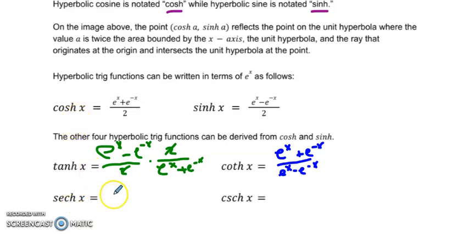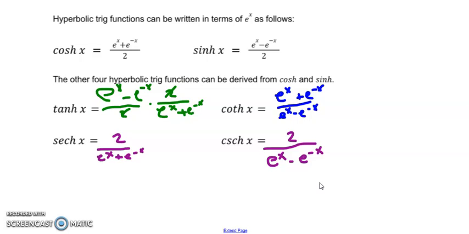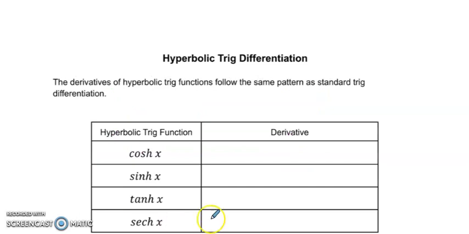To get hyperbolic secant and hyperbolic cosecant, we just take reciprocals. The reciprocal of hyperbolic cosine gives hyperbolic secant: 2 over e to the x plus e to the negative x. Hyperbolic cosecant is the reciprocal of hyperbolic sine, so 2 over e to the x minus e to the negative x. And my computer's talking to me as we do this. All right, so that is basically the concept of hyperbolic sine and hyperbolic cosine, and there are other trig functions that are derived from them.